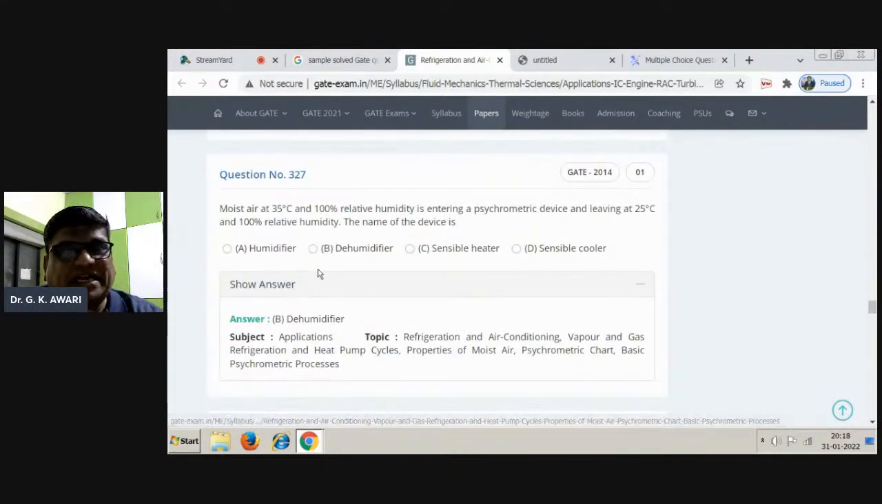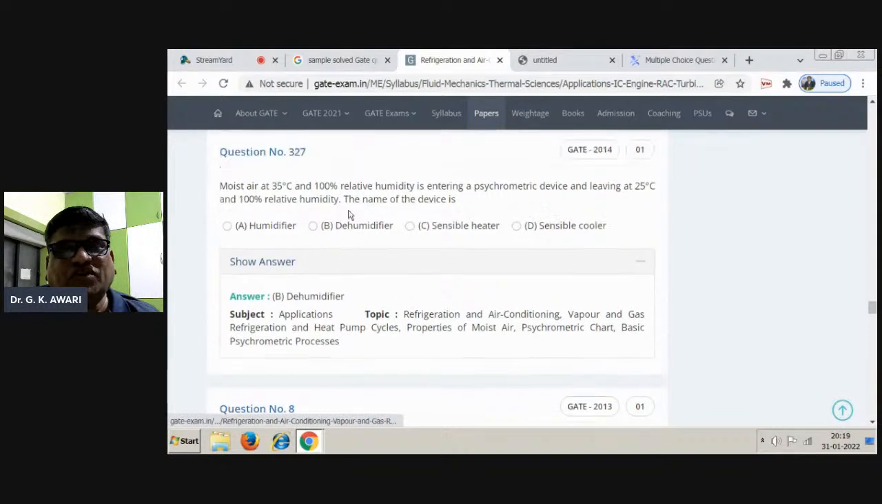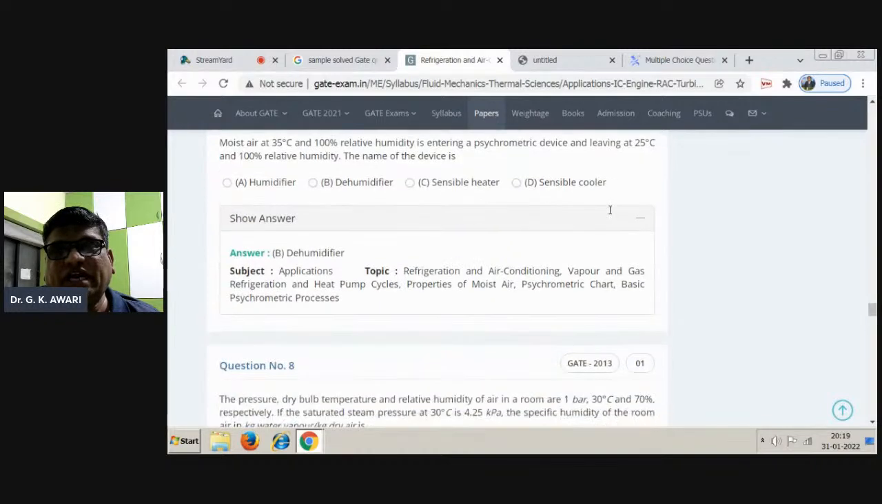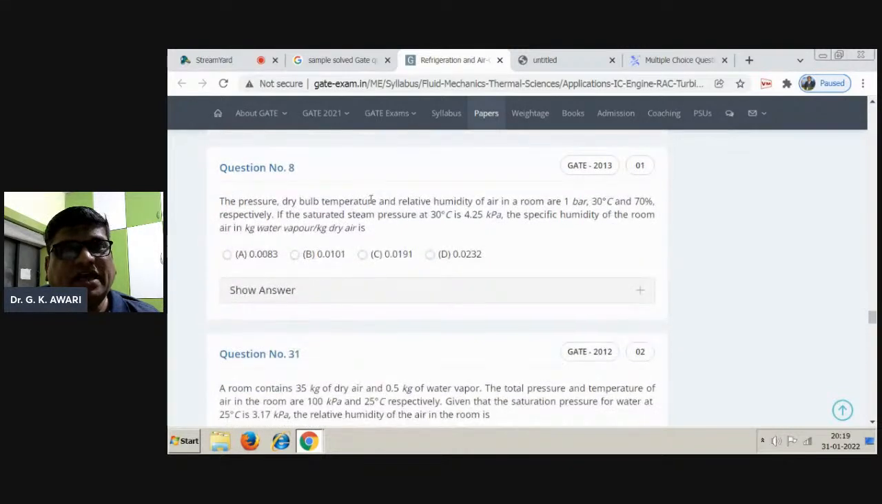Then moist air at 35 degrees centigrade and 100% relative humidity is entering a psychrometric device and leaving at 25 degrees centigrade and 100% relative humidity. What is the name of the device? Because it is entering at 35 degrees centigrade and 100% relative humidity, and leaving at 25 degrees centigrade and 100% relative humidity, it is called the dehumidifier.